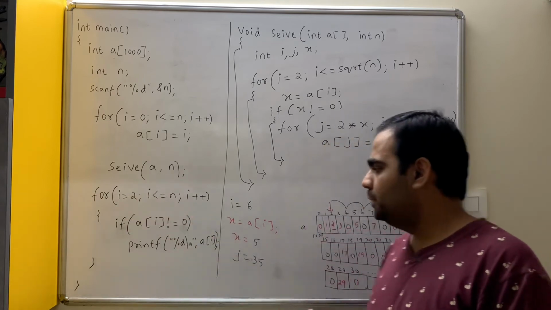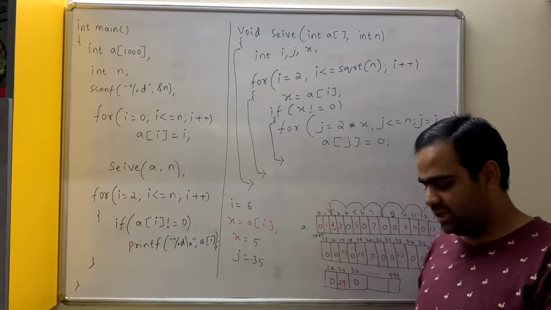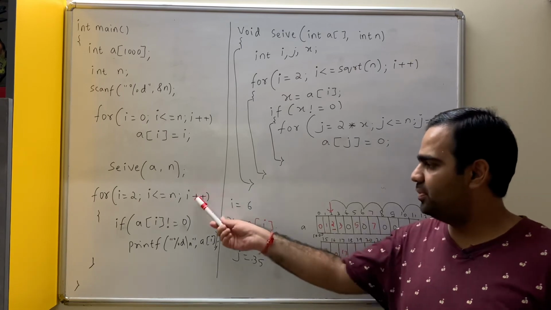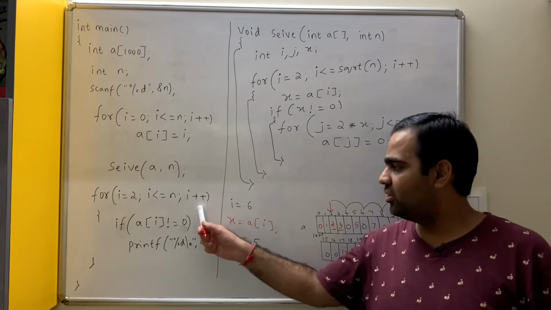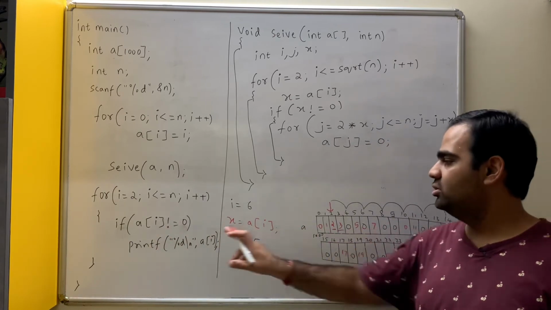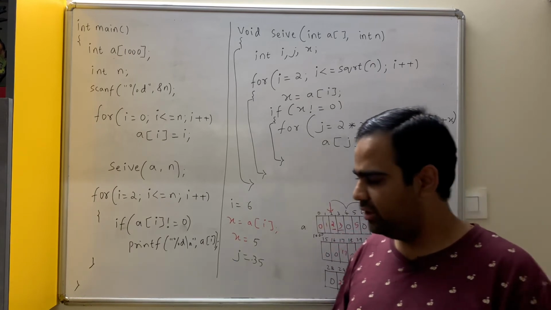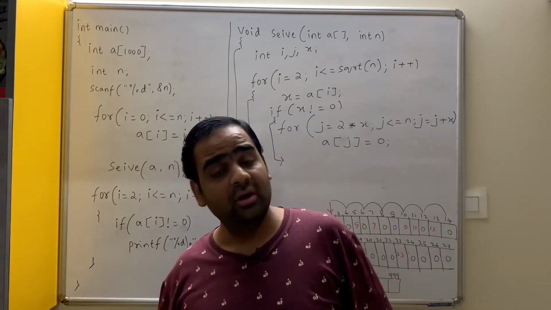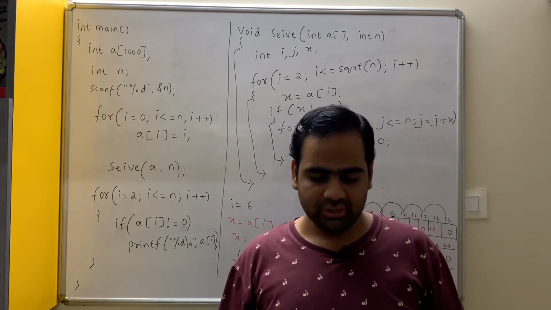Now i is 2, A of 2 is 2, not equal to 0, it will display 2. i plus plus, 3, A of 3 not equal to 0, yes, it will display 3. i plus plus, 4, A of 4 is 0, 0 not equal to 0 is false, it won't display it, and so on. It displays all the prime numbers till n. Is that okay? I hope you have understood this question.